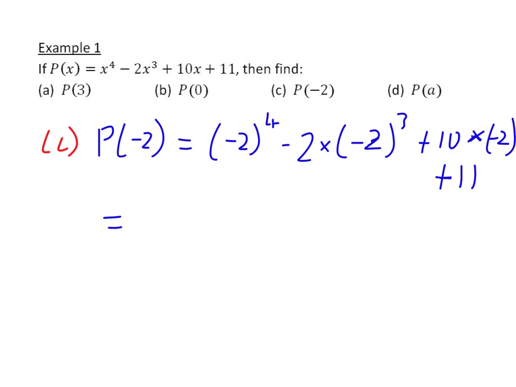Now if you wish, you can just type all that into your calculator in one go. I recommend using the brackets for the powers around the negative numbers. Or you can do it bit by bit. Negative 2 to the power of 4 is 16. Negative 2 to the power of 3 is negative 8. Negative 2 times negative 8 is positive 16. Then we've got 10 times negative 2 is negative 20. And then 11. Gives you an answer of 23.